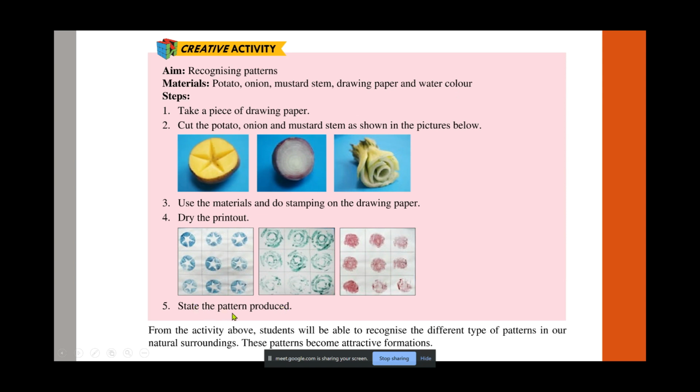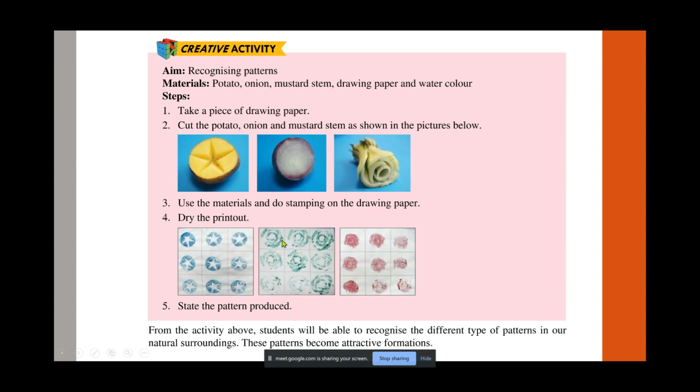When they ask you to state the pattern produced, what can you say about the pattern produced over here? Anything that you can mention? Just now you said in the beginning already, right? It's a repetition, so it's very simple. The pattern is the repetition of the stem of the potato here. You can see the shape that is cut out, the stars. It is the repetition of the star in the grid line like this. Same with the second one.